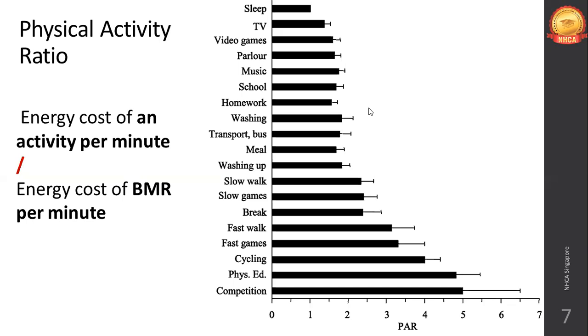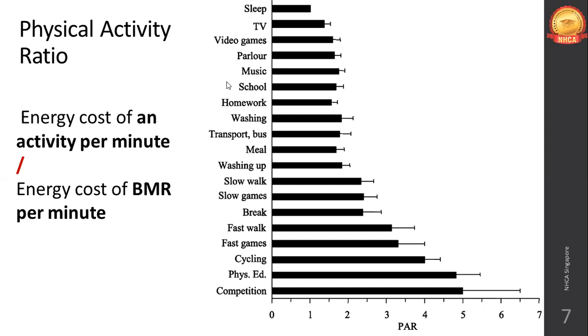So coming to the physical activity ratio, it's a ratio, means it's a formula. Energy cost of an activity per minute divided by energy cost of BMR per minute. How much energy will you burn by doing an activity for 1 minute, divided by how much energy you are burning automatically because of your BMR. Every living breathing person has a BMR. Per minute, some amount of energy they are definitely burning. Okay, so that is the denominator.